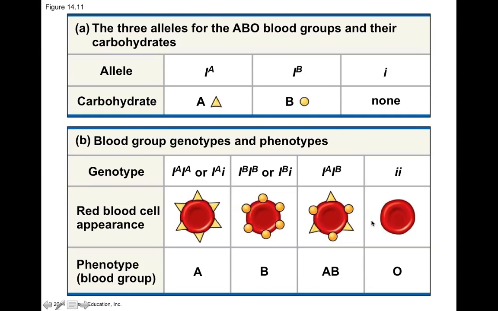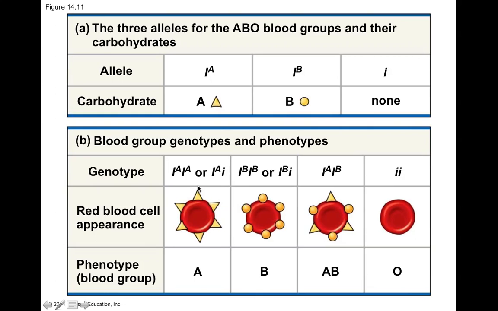blood type. We can either have type A blood, which means we've got this A carbohydrate on the surface of our red blood cells. We can have the B carbohydrate, which puts the B carbohydrate on the surface of our red blood cells. You can have both A and B, or you can have none of them and have type O blood. As you can see here, though, there's more than one way that you can be blood type A or B. You can have 2 copies of IB, or 1 copy of IB and a copy of the lowercase i.